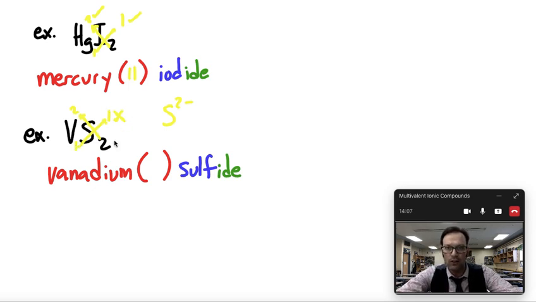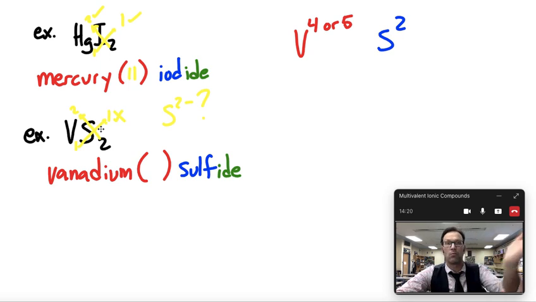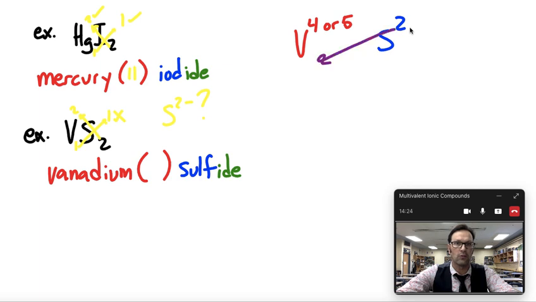So if this is not correct, see this 2? It's not correct. Let's look at the periodic table. Vanadium can be a 4 or a 5 charge. So where did this 2 come from? Well, let's just pretend that we're making this formula. If it's a 4 or a 5 and sulfur is 2 and we cross down, we put the 2 here, it has to be a 4.